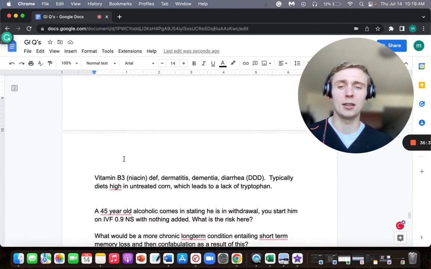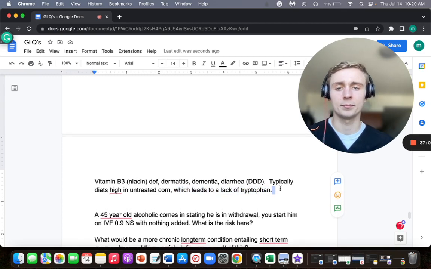Pellagra is vitamin B3, niacin deficiency, and we have the 3 Ds. Remember the 3 H's for scurvy, vitamin C deficiency. Now we have vitamin B3 deficiency, niacin, and that's the 3 Ds: dermatitis, dementia, and diarrhea. Typically, diets high in untreated corn are a risk factor, which leads to a lack of tryptophan.